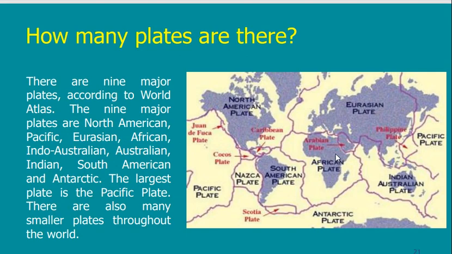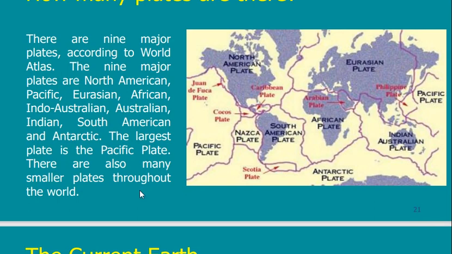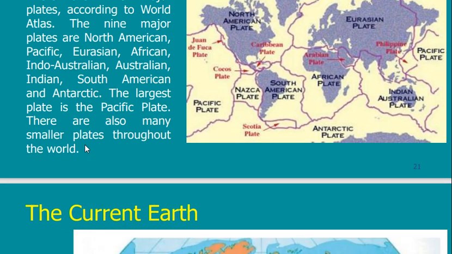How many plates do we have? There are many plates. You should know that there are 9 major plates: North America, Pacific, Euro-Asian, which means Europe and Asia together, Africa, Indo-Australian, Australian. Of course, you should not memorize these, but you should know what the names of them are. So these are the plates.